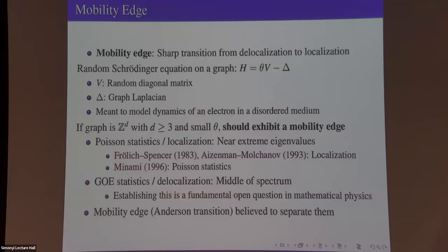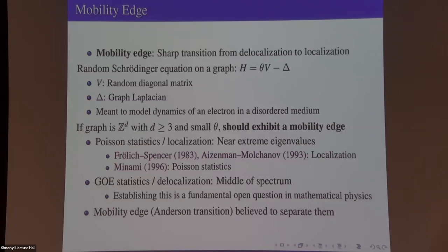So this is defined to be, so I take some Hamiltonian H, which is defined to be some theta. You can view it as some strength parameter. This is something you can vary if you want. It's like my alpha. Times a V, and V is going to be a random diagonal matrix. So it's just a diagonal matrix with IID entries. Okay, and then this delta is the graph Laplacian. And this is kind of meant to model the dynamics of an electron in a disordered medium.